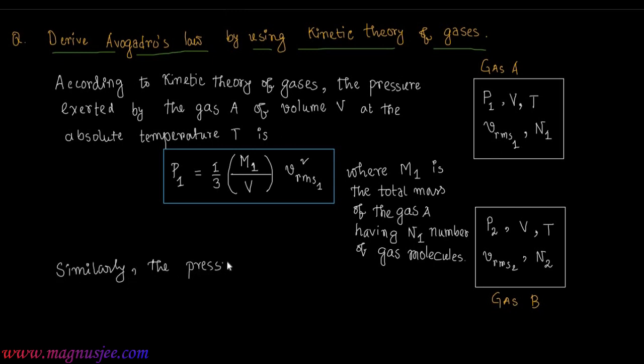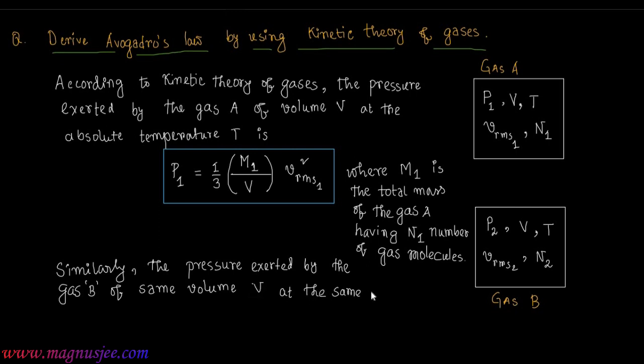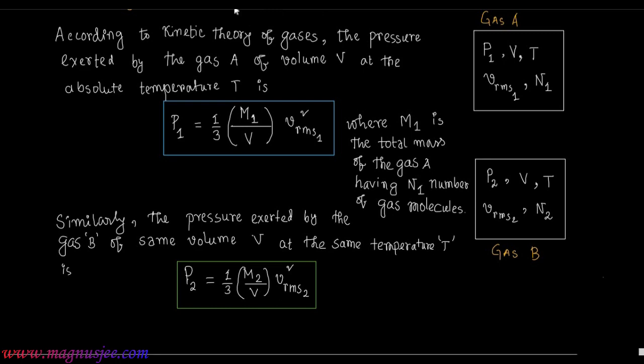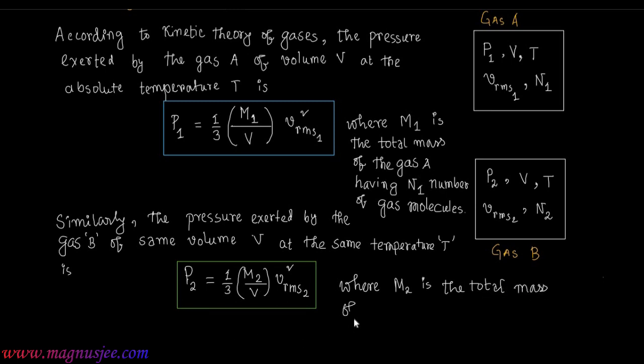Similarly, the pressure exerted by the gas B of the same volume V at the same absolute temperature T is given by P2 equals 1 by 3 (M2 by V) Vrms2 square, where Vrms2 is the RMS velocity of gas molecules of the second gas B, and M2 is the total mass of the gas B containing N2 number of gas molecules.